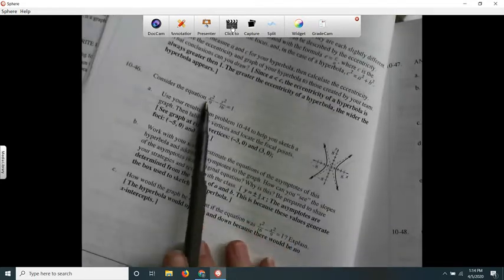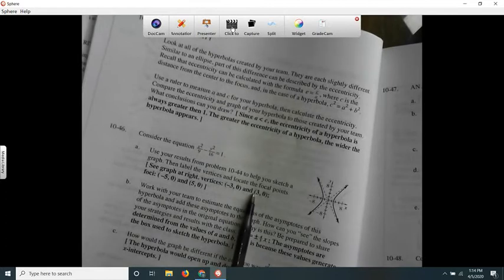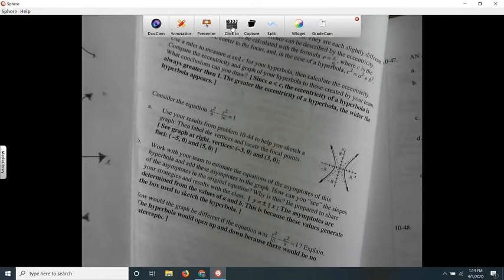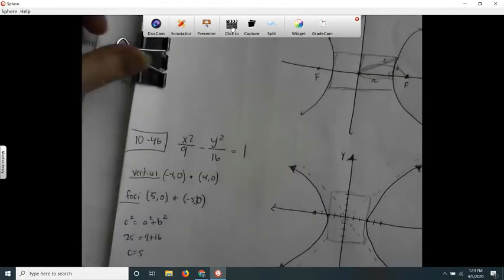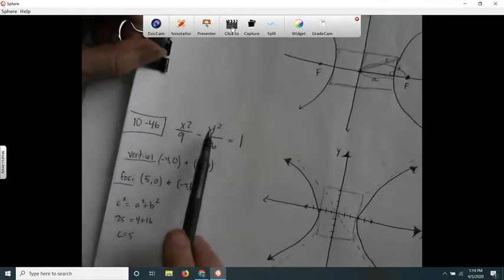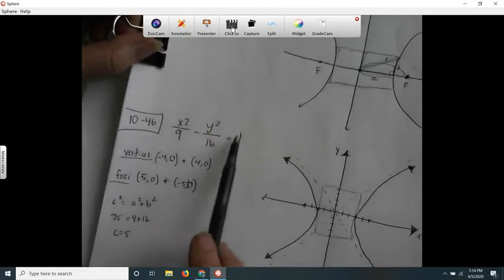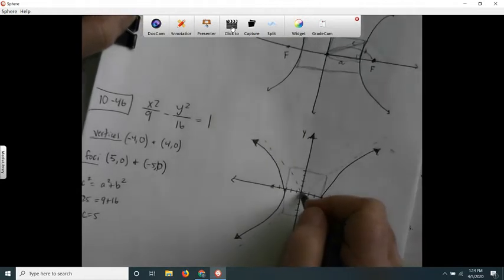Okay, so we're going to do 10-46 before we run out of time. It says, consider this equation. Use your results from problem 10-44 to help you sketch a graph, and then label the vertices and locate the focal point. So we're just going to make sure we know how to do these kinds of things. So to graph it, we're just going to look for the center. I don't have an x minus h or y minus k. H and k are just 0, so the center's at the origin.